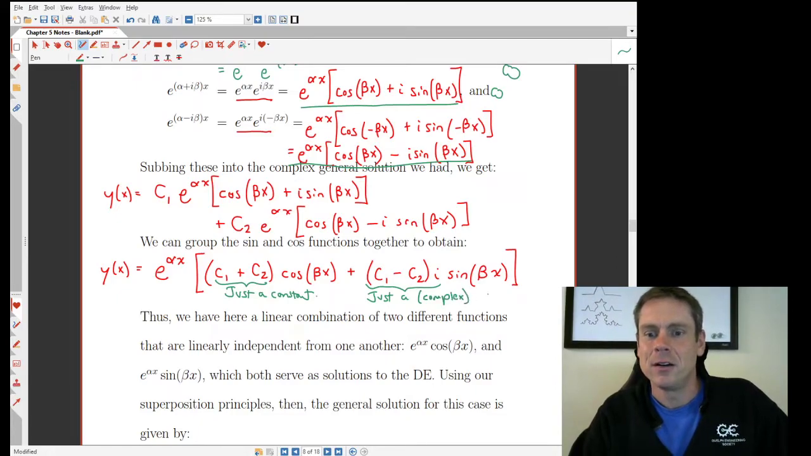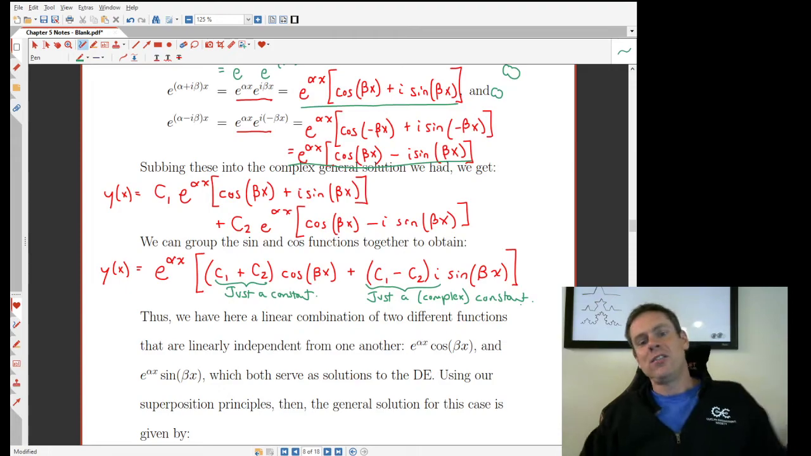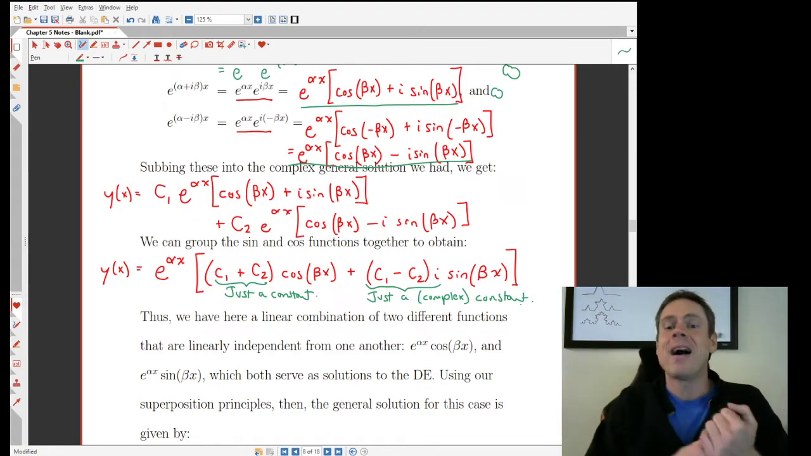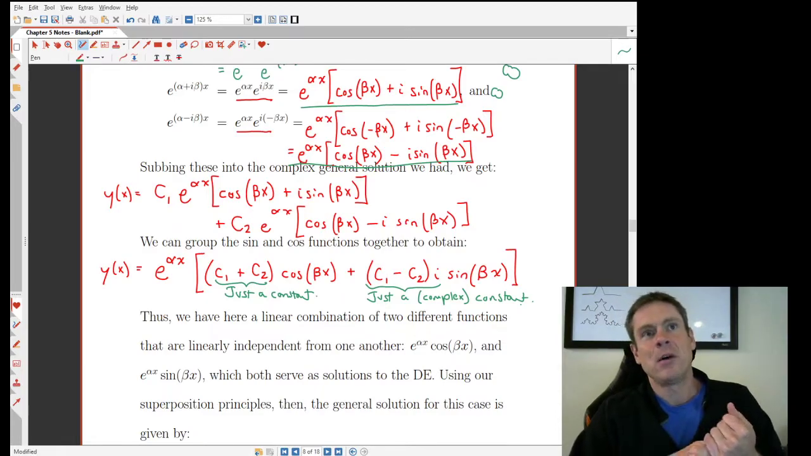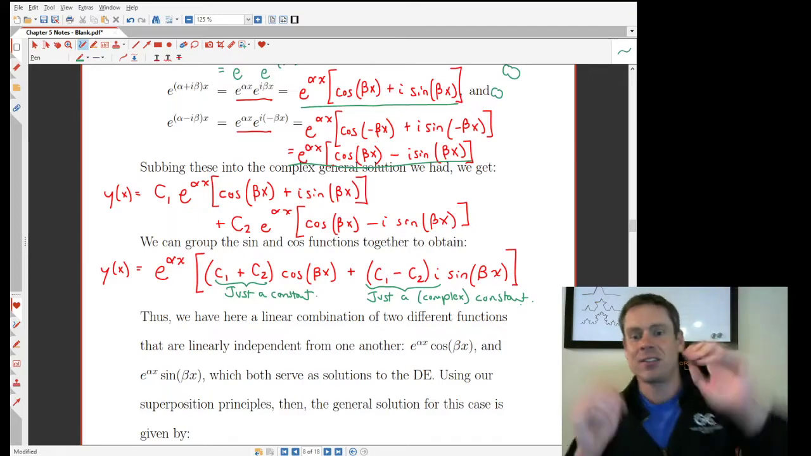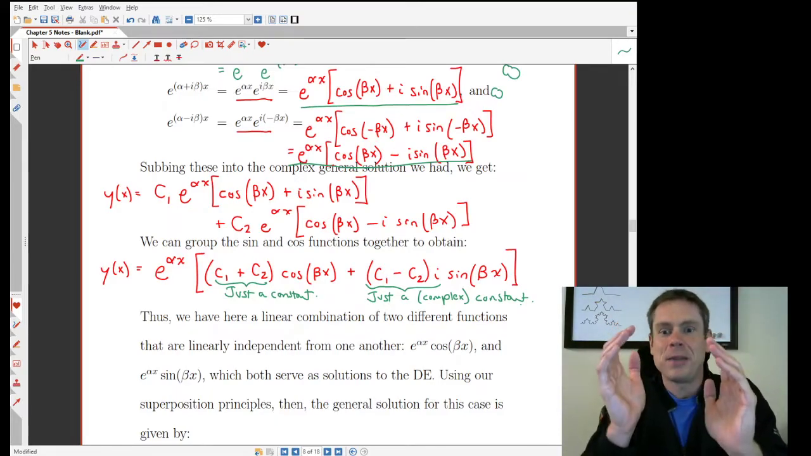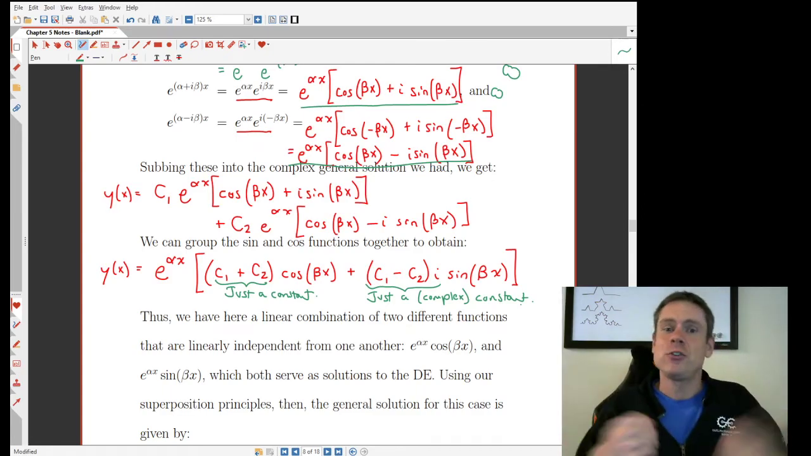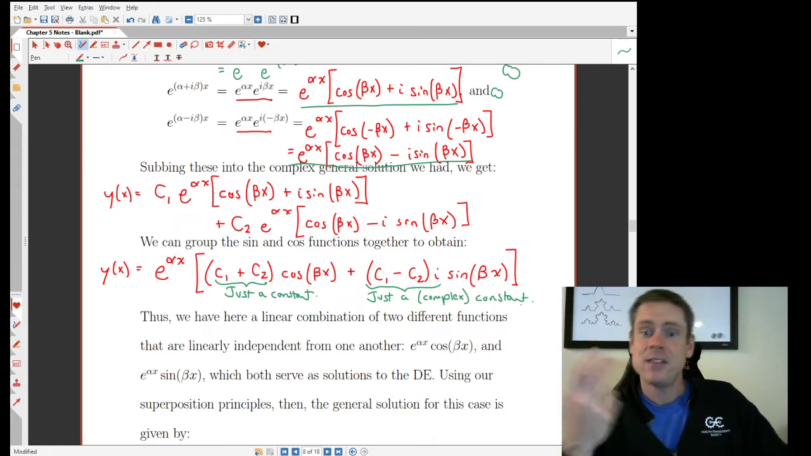complex constant. But I want you to think back to our theory. We said that if you have one function that we know is a solution, in this case we have e to the alpha x times some, maybe complex number times the sine of beta x. But if we have one solution, any multiple of that is also a solution.